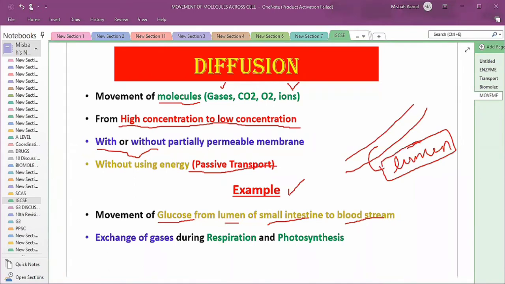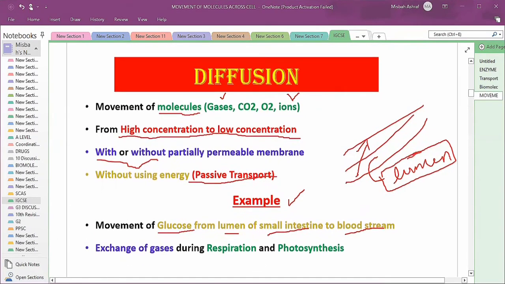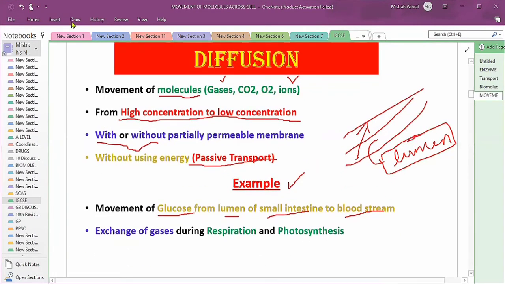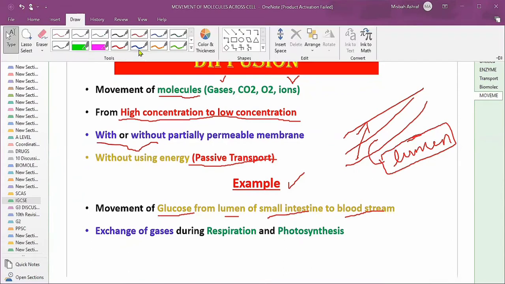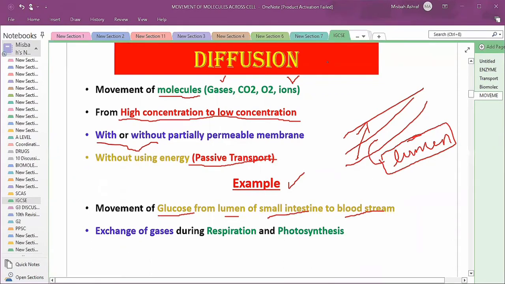So movement of glucose from the small intestine into the blood occurs by the process of diffusion. Diffusion means that the lumen of the small intestine has a high concentration of glucose and the bloodstream has a low concentration of glucose. That's why it moves by the process of diffusion. Another example is the exchange of gases.